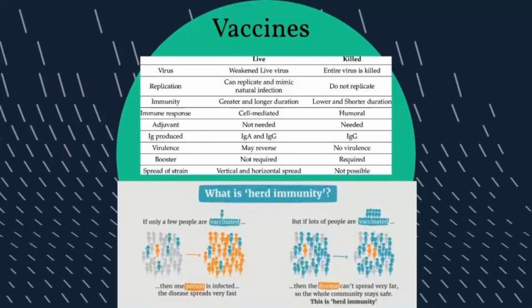So we have live attenuated vaccines and inactivated vaccines. And just before I go into that, I'm just going to do a very brief history lesson on how vaccinations were discovered. So vaccinations were discovered in the 1700s by Edward Jenner. So he developed the first smallpox vaccine.